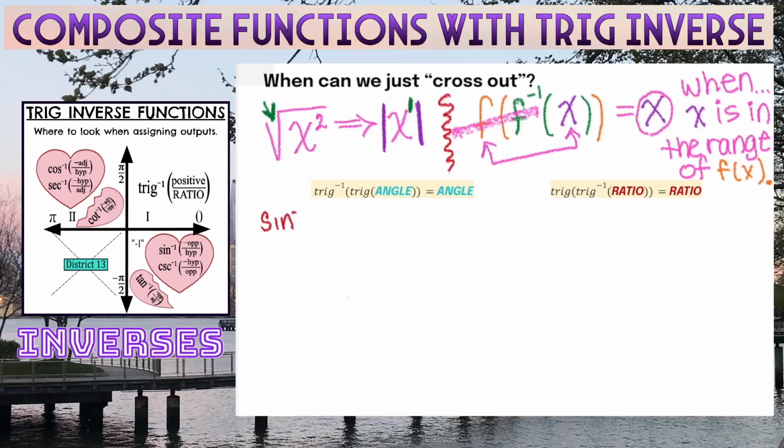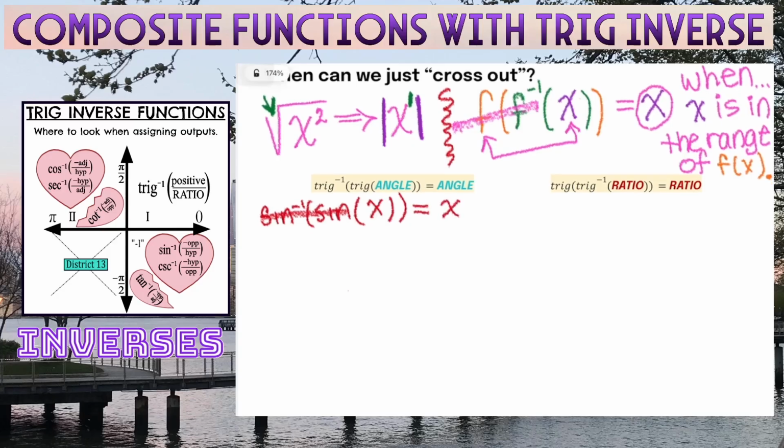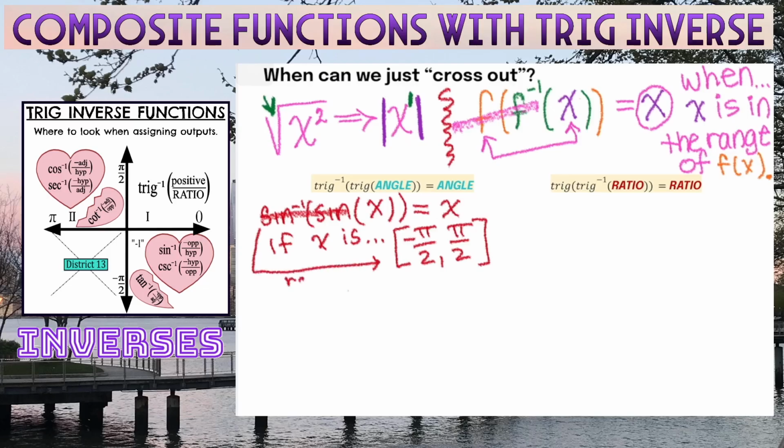If I have the sine inverse of the sine of x, I can cross it out and make it equal x if x is between negative pi over 2 and pi over 2, because that is the range of sine inverse. You could look at the little heart chart, and it has to be in that range right there.